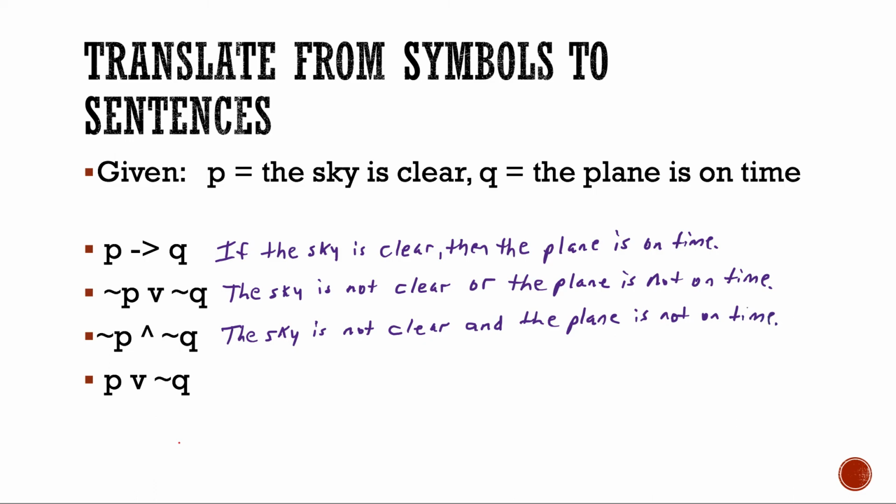And then our last one starts with the P. So P is the sky is clear. Our symbol is the or symbol. And then we're going to do a negation of Q. So the plane is not on time.